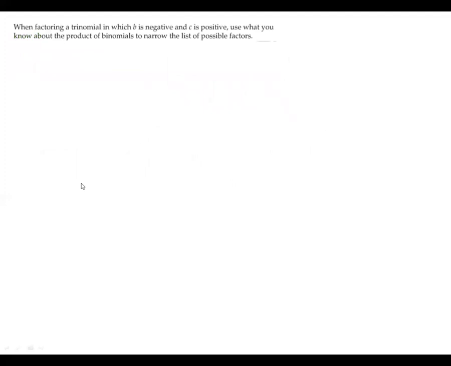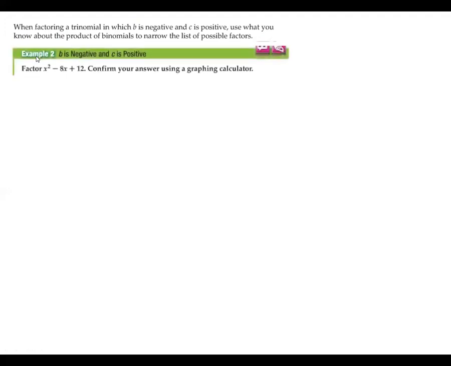Cool beans. All right, so when factoring a trinomial in which b is negative and c is positive, use what you know about the products of binomials to narrow the list of possible factors. So for example, if I want to factor x squared minus 8x plus 12, I can also confirm my answer using a graphing calculator. I'll walk you through how to do that. It's pretty simple. Okay, so notice the 12 is positive, so I need two numbers that multiply to a positive, but they have to add to a negative.